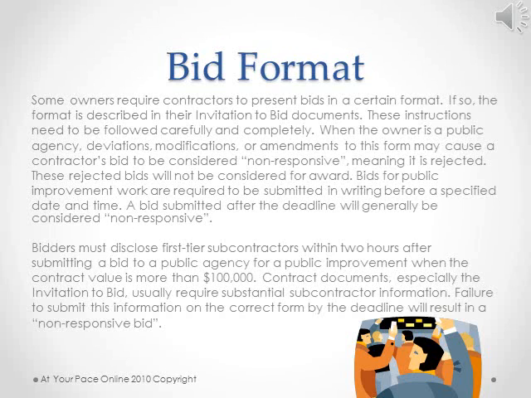Bids for public improvement work are required to be submitted in writing before a specified date and time. A bid submitted after the deadline will generally be considered non-responsive. Bidders must disclose their first-tier subcontractors within 2 hours after submitting a bid to a public agency for a public improvement when the contract value is more than $100,000. Contract documents, especially the invitation to bid, usually require substantial contractor information. Failure to submit this information on the correct form by the deadline will result in a non-responsive bid.